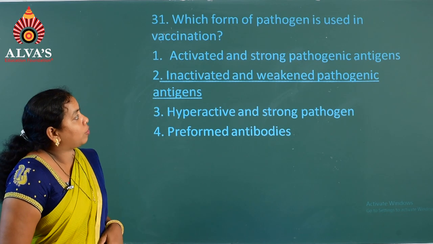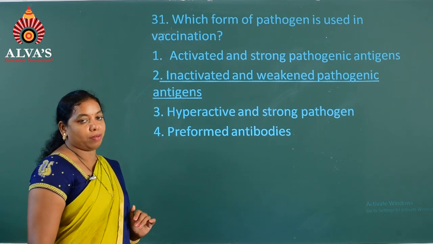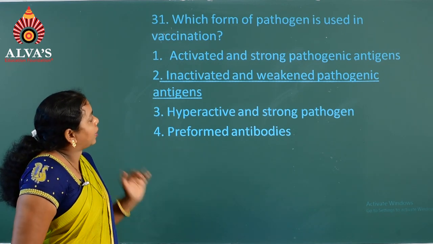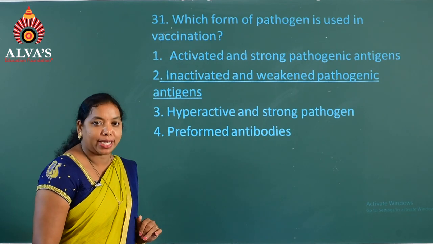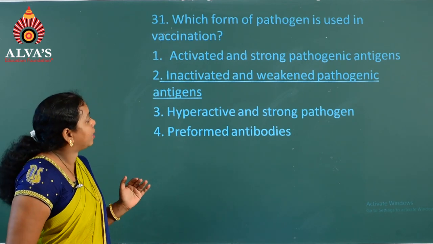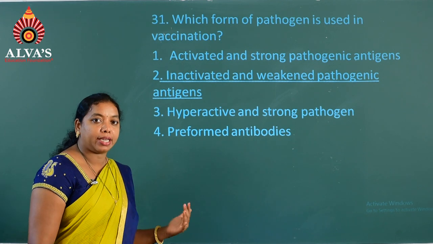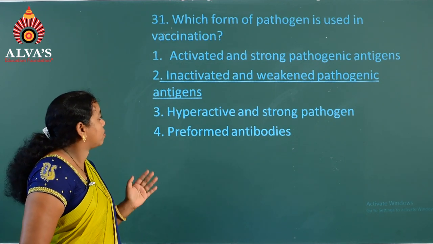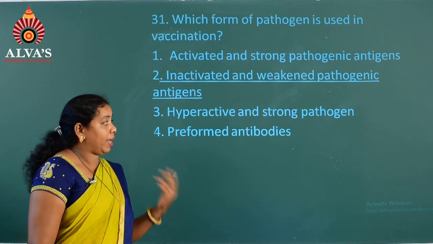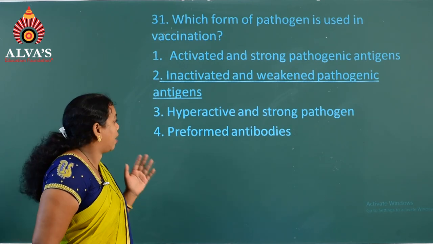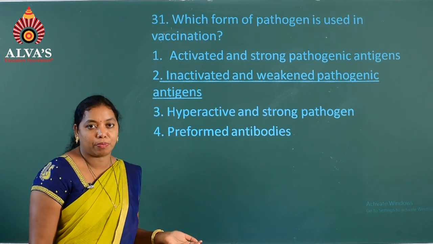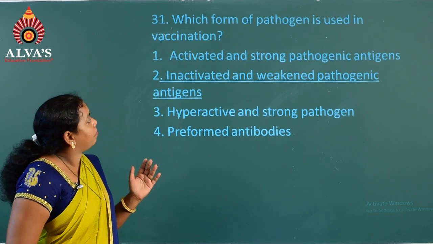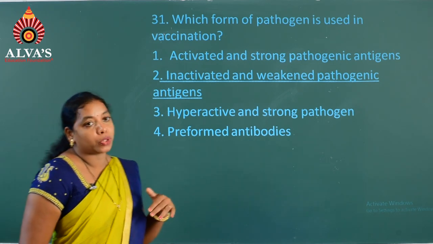Which form of pathogen is used in vaccination? The first option, activated and strong pathogenic antigens. The second one, inactivated and weakened pathogens, antigens. And the third one, hyperactive and strong pathogen. The fourth one, preformed antibodies. So, generally, which form of pathogen is used in vaccination?